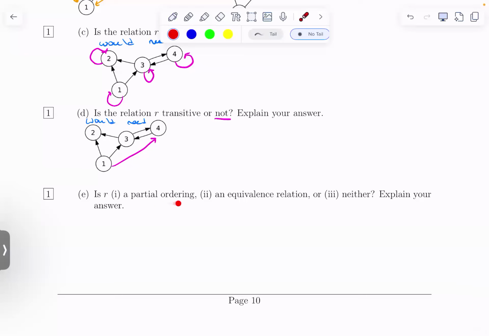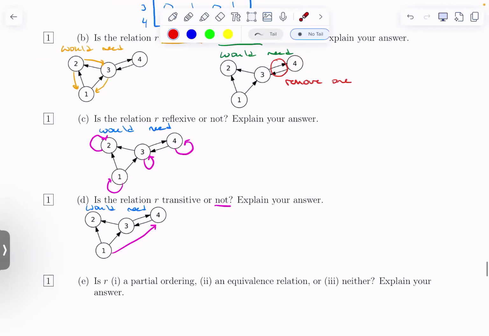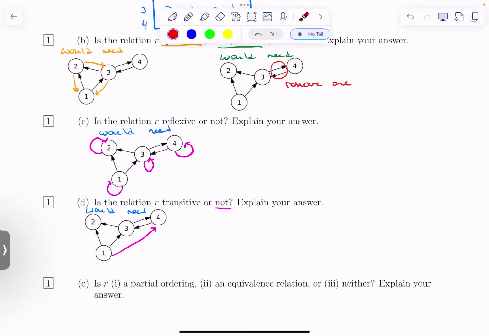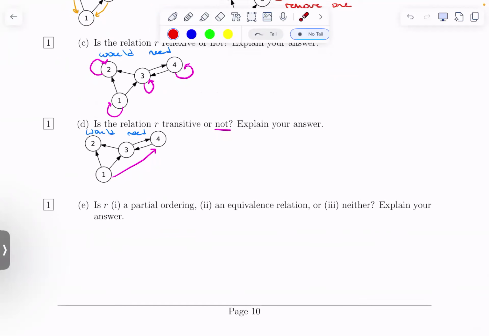Is it a partial ordering, an equivalence relation, or neither? You can pick any one of these. You don't really need to remember what those are in order to answer this question, but it might be nice to remember what they are in general, which I outlined on that first page. Partial ordering, is that the antisymmetric or the symmetric one? It's reflexive and transitive for both, and then one or the other. I think it's antisymmetric. But I didn't write it down on here anyways.